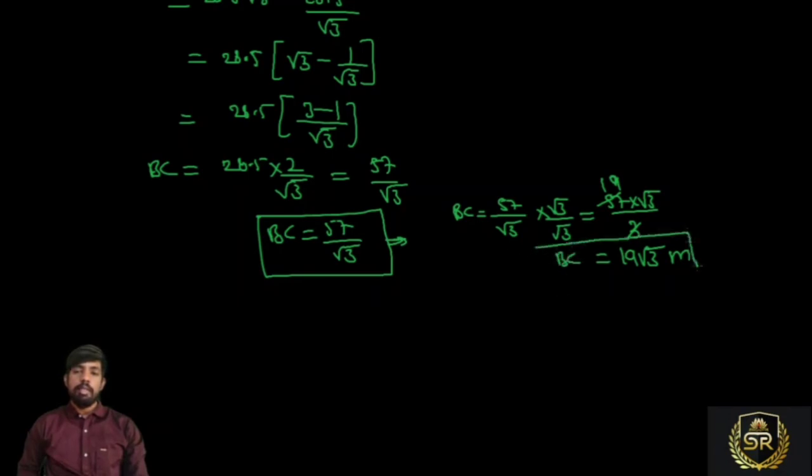This much distance he traveled. He walked from one point to the other point. Therefore this answer is correct, and this is also correct. The answer can be expressed in either one of the forms. This is also the right solution.